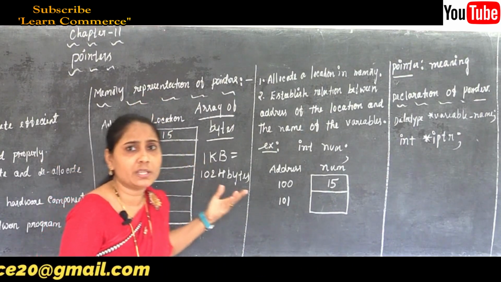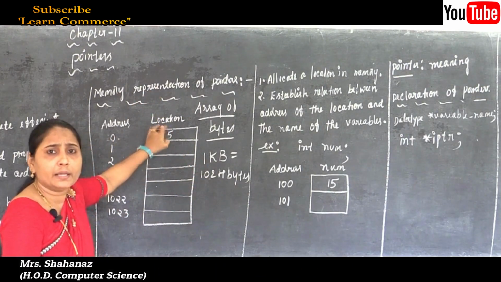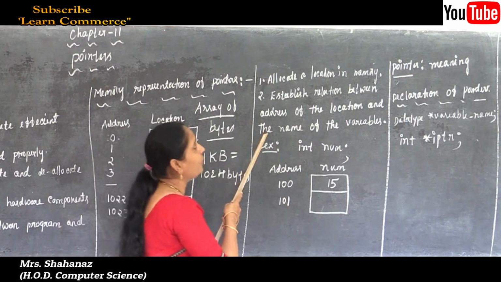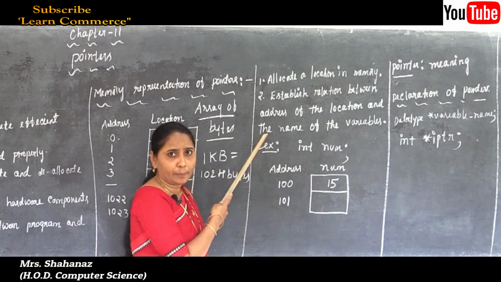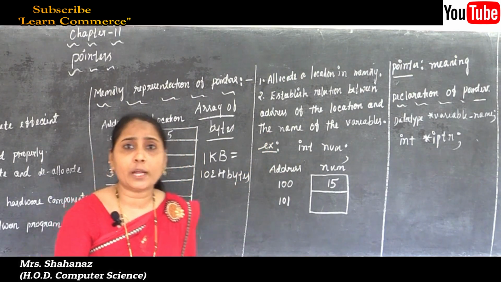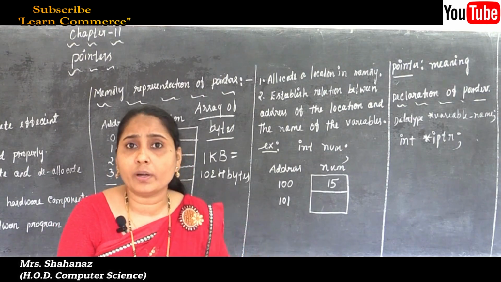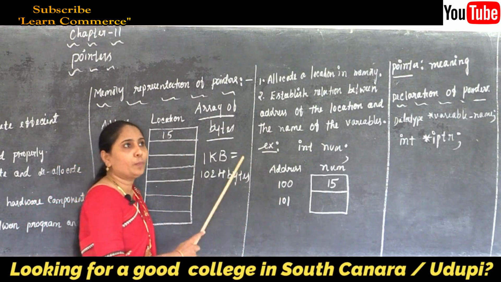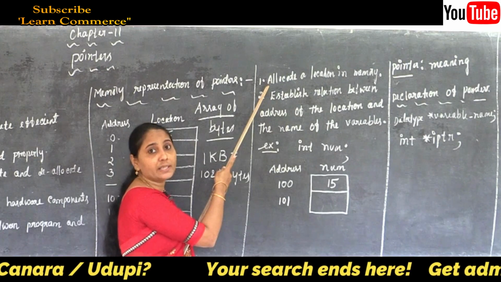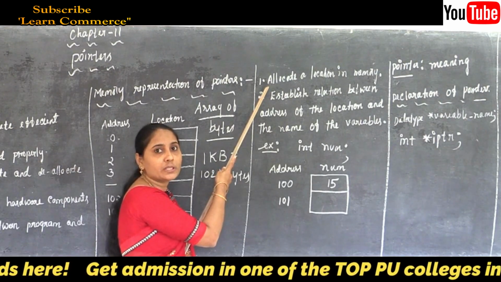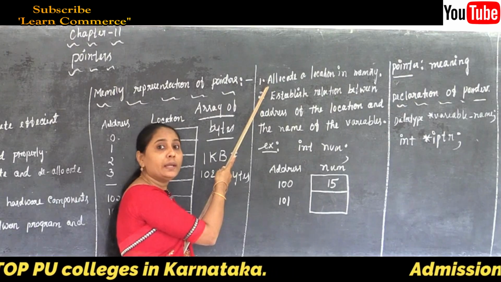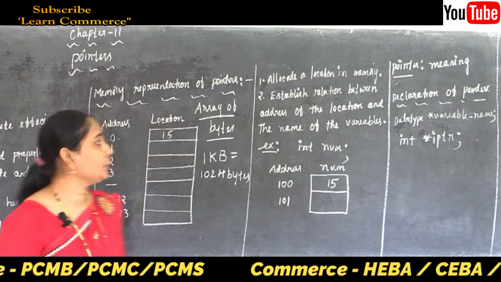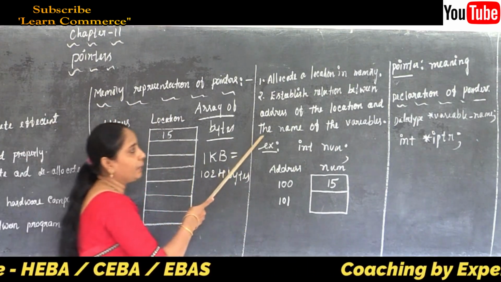You can use any other name, maybe num, sum, anything, as the name of the variables. So when you declare a variable, it is telling our compiler to perform some operations. The first operation is to allocate a location in memory, to reserve a number of locations depending on the data type. And the second thing is to establish the relationship between the address of the location and the name of the variable.